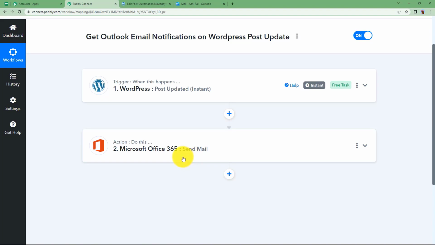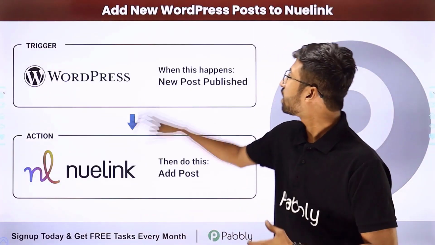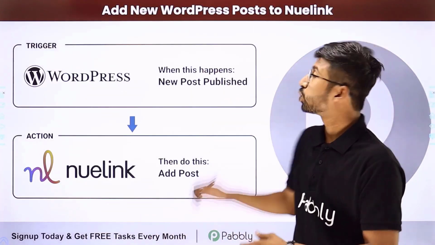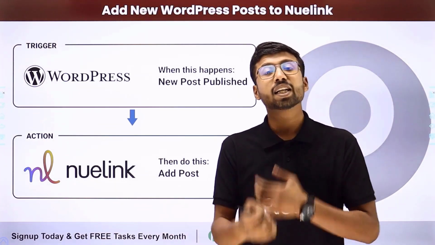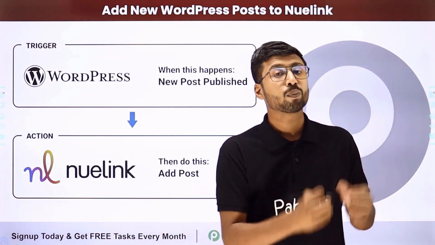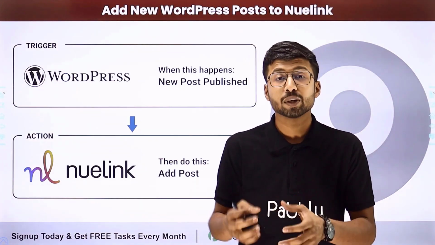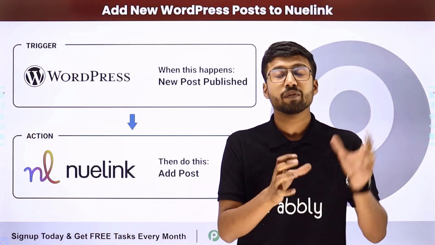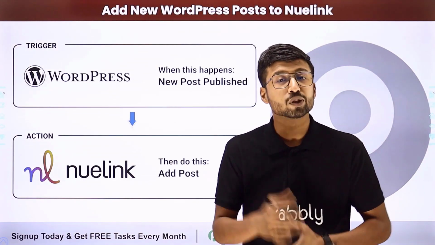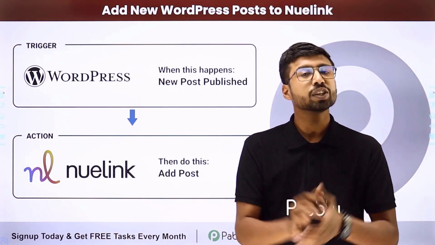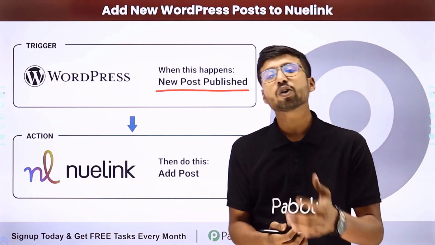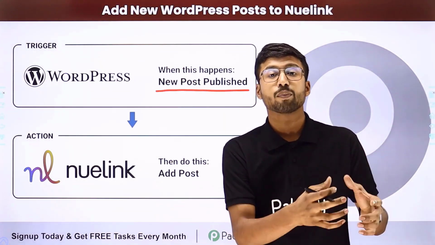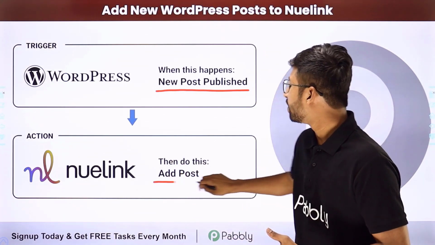I hope this helped. So in this video, we are going to learn how to add new WordPress posts to Nuelink. So if you keep on publishing your new post on WordPress and the image, the feature image which you use in your WordPress post, you want to post that same image into your multiple social media platform with the title as a caption, this automation is going to help you a lot. So in this automation, whenever a new post will be published on our WordPress site, automatically the featured image of that WordPress post will be added in our Nuelink account.